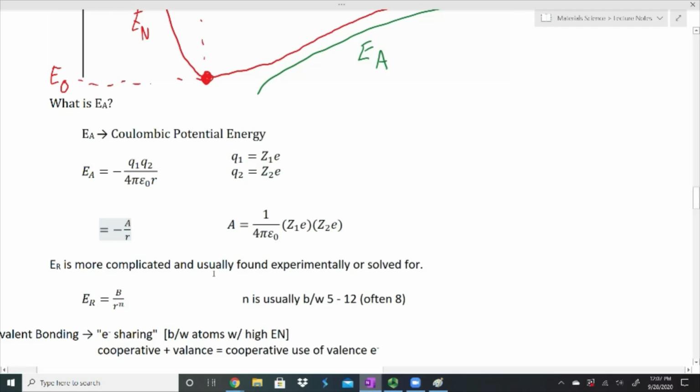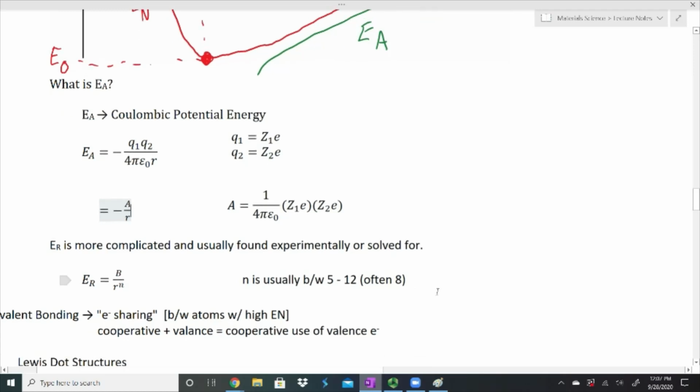But it's going to have the form of, and again, it's positive, not negative. It's going to have the form of B over R to the N. And N is going to be some number that's normally between 5 to 12, somewhere in there. And normally it's pretty close to the middle of that. And so we're just going to say that often it can be 8.